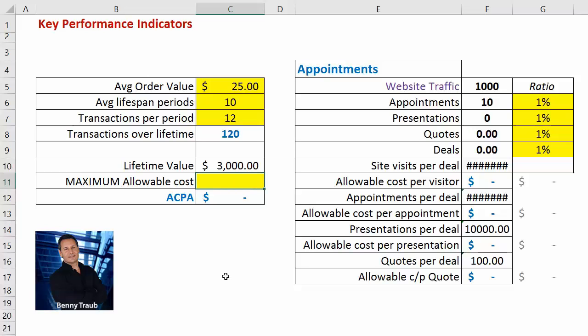So for example, if you were to enter 1% here, notice that your ACPA was automatically calculated for you at $30. Now, in this case, because they're worth $3,000, you might say, well, gee, they're going to be paying me $25 a month for the next 10 years, I can certainly afford to pay more than $30. This would be the case, for example, for ADT or alarm companies.